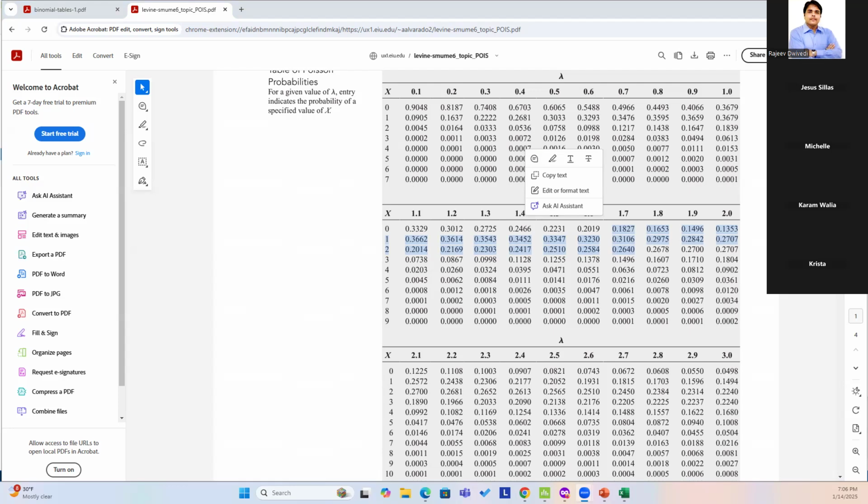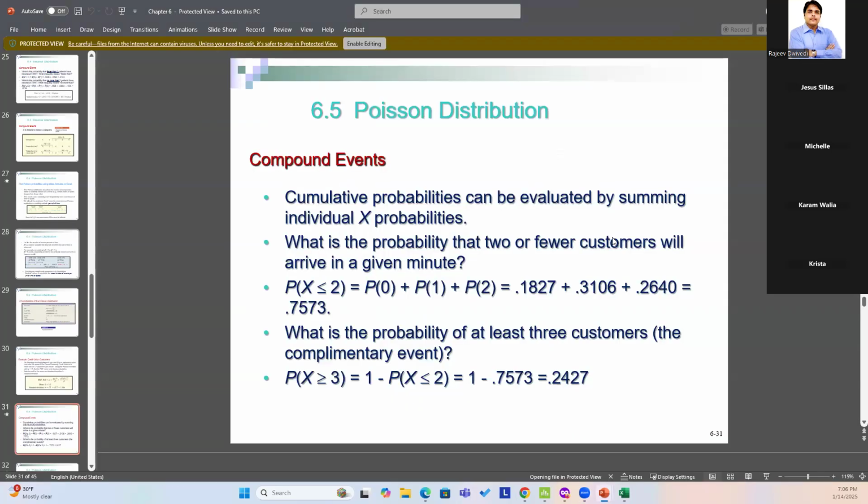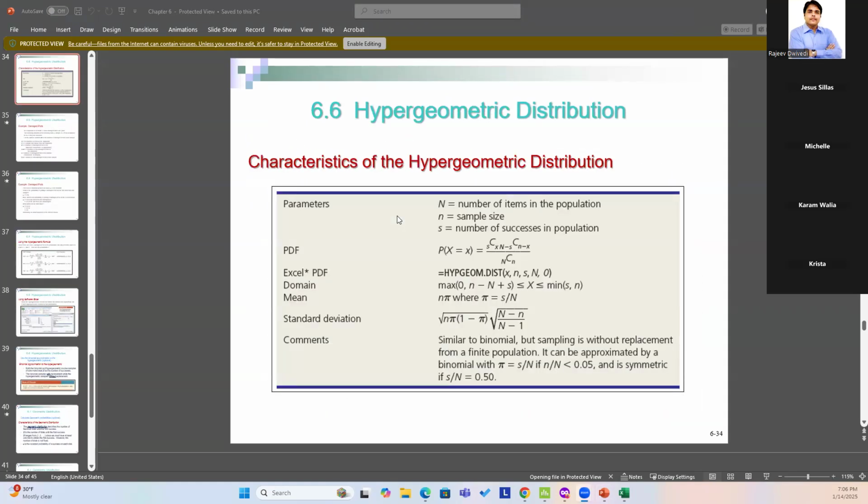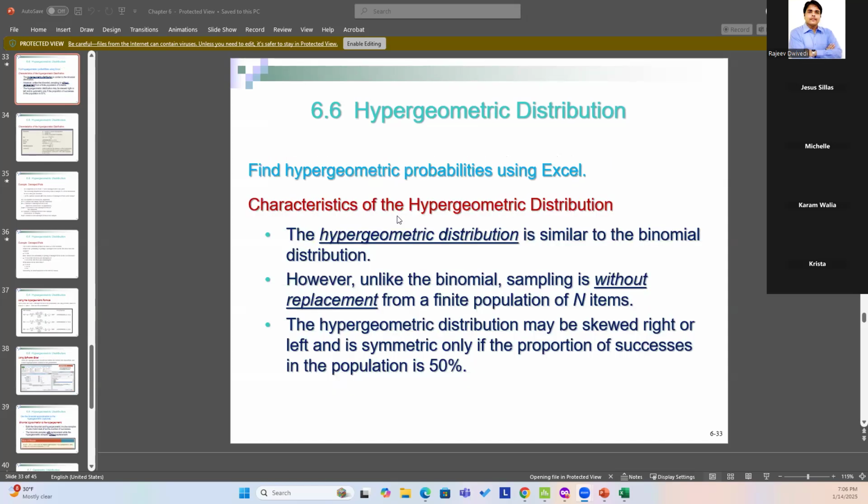Now, third distribution is hypergeometric distribution, which is here. Hypergeometric distribution is similar to binomial distribution, but it has a finite population. Finite population is capital N. Means, let's say Eastern has 10,000 students. So 10,000 students is Eastern's population.